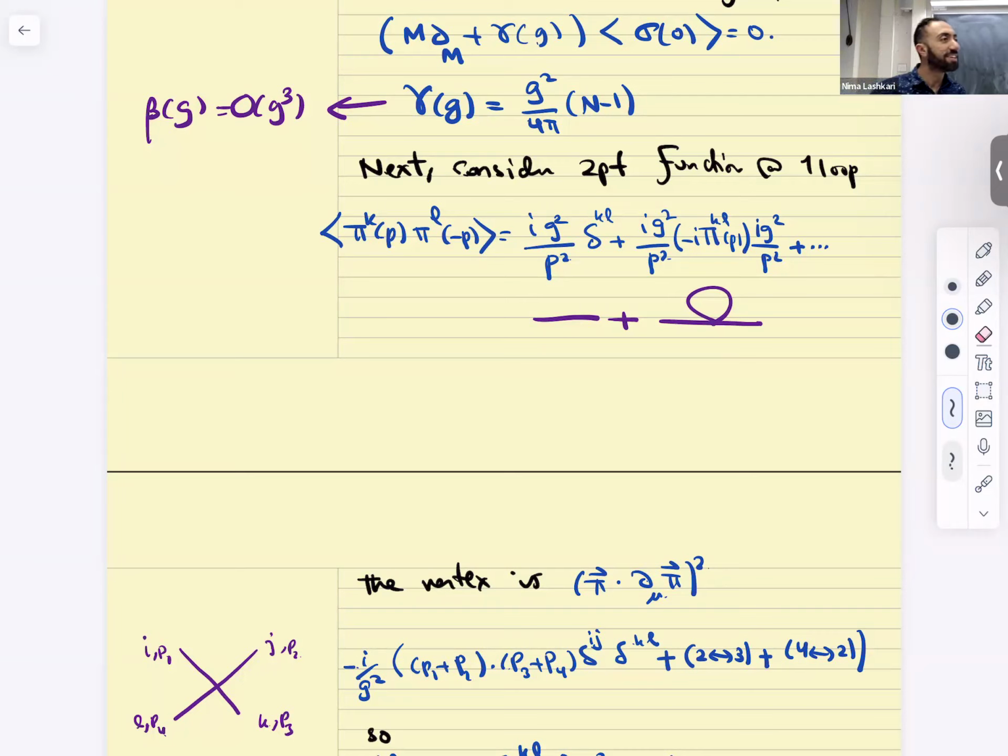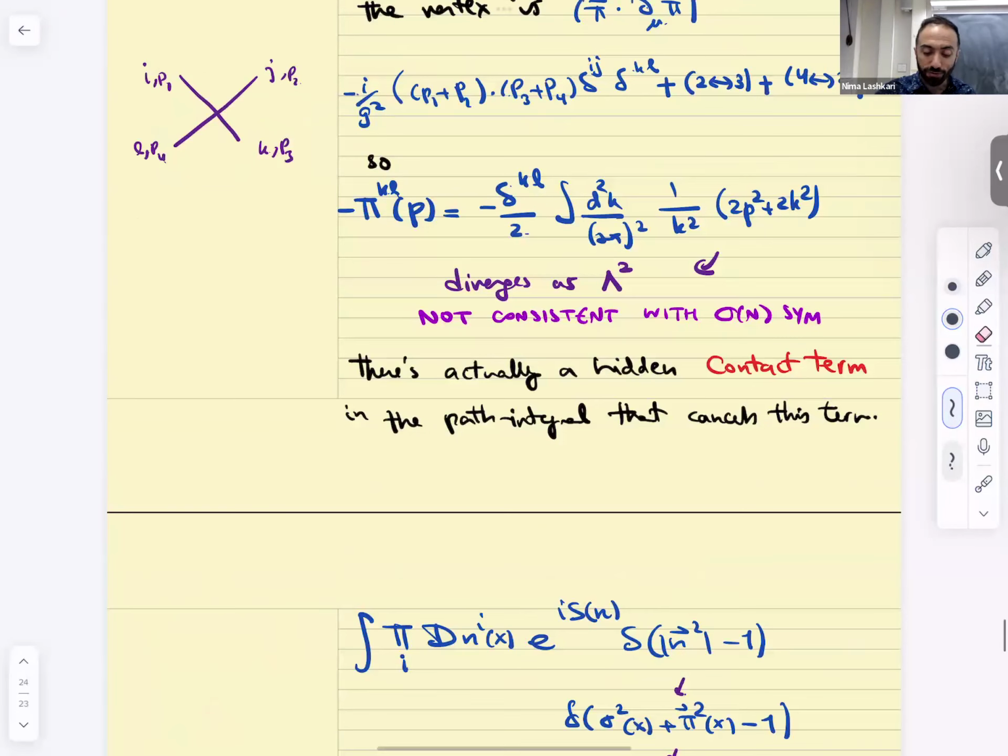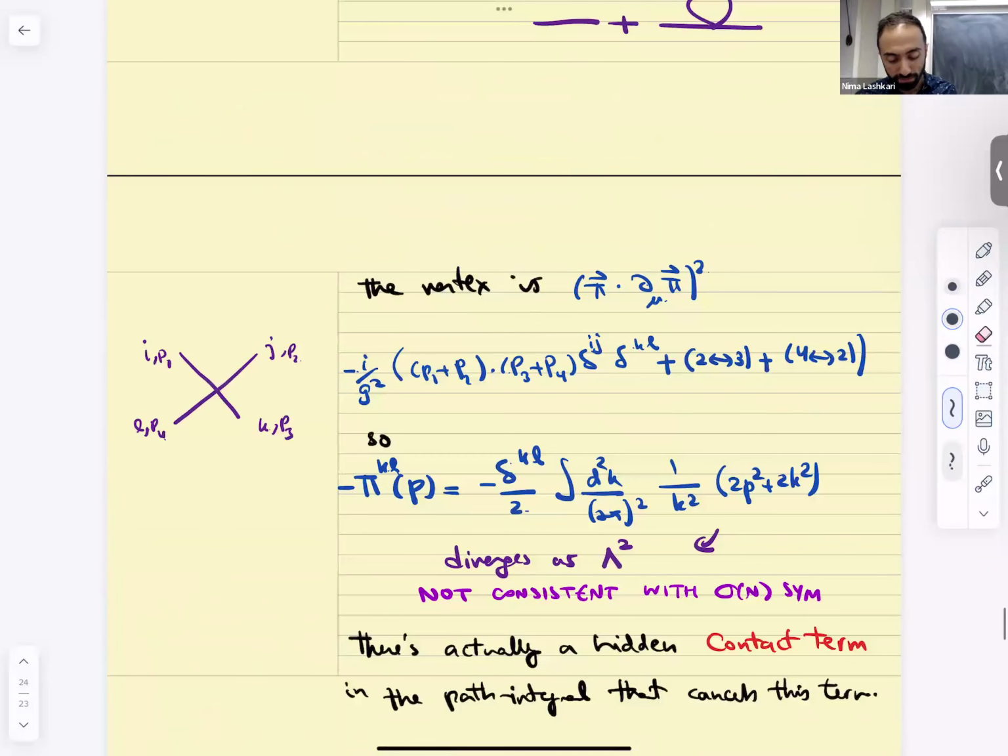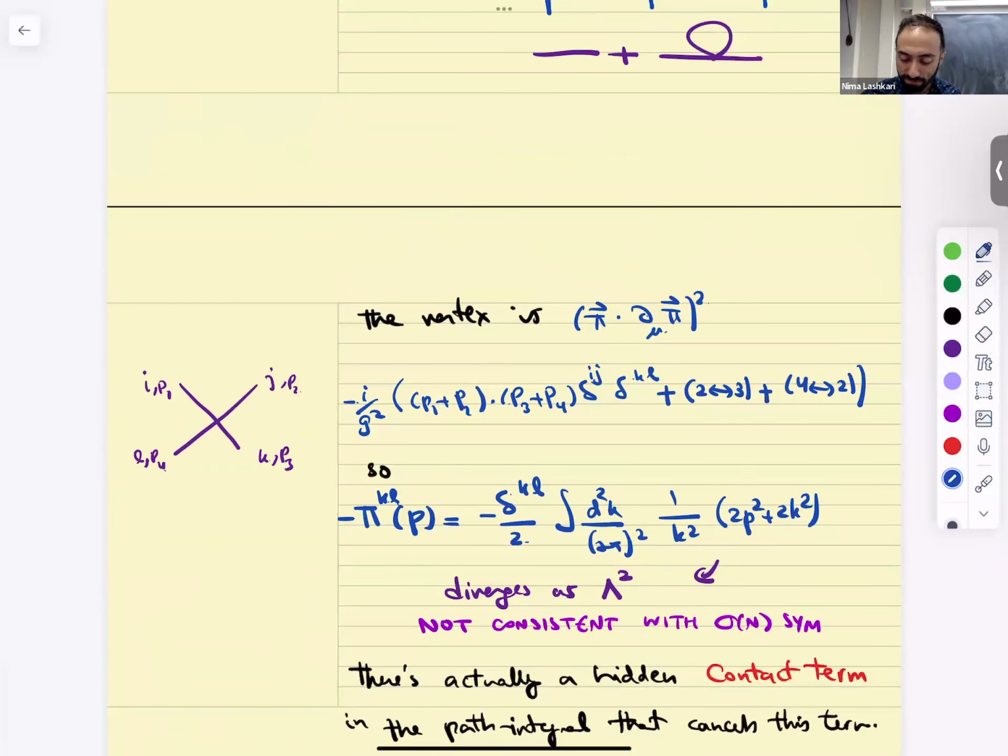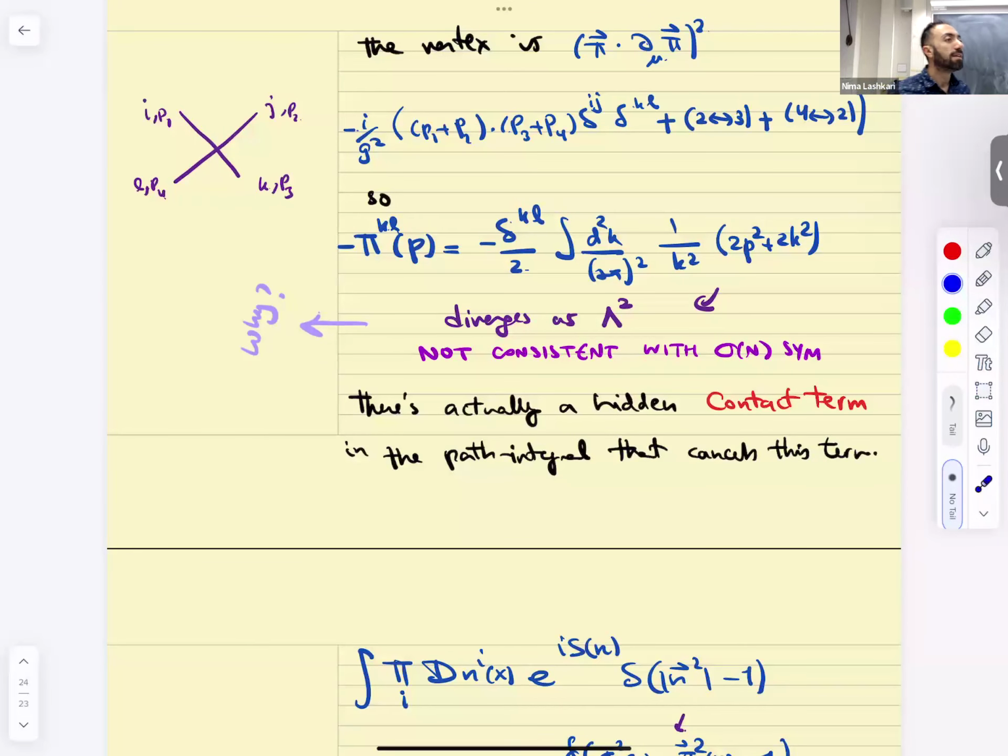What symmetry do I have in my system? O(N), yes. O(N) forbids that term. It's for you guys to figure out why O(N) forbids that term. It's late in the evening, I understand. It's just that there's only a minus one of them. No, and minus one. Well, okay, you look at it.